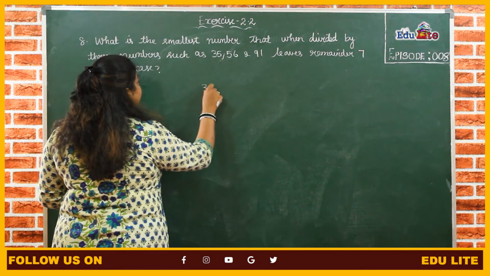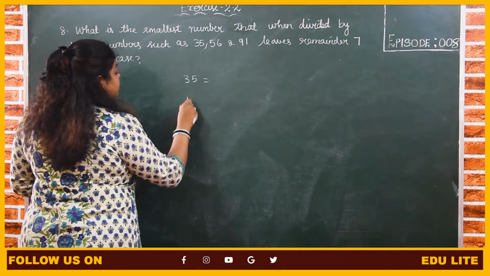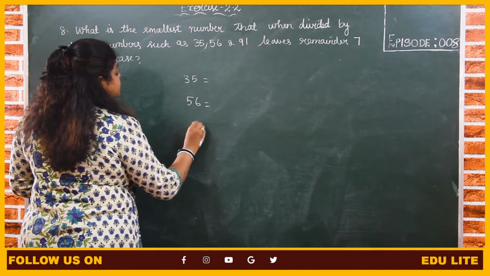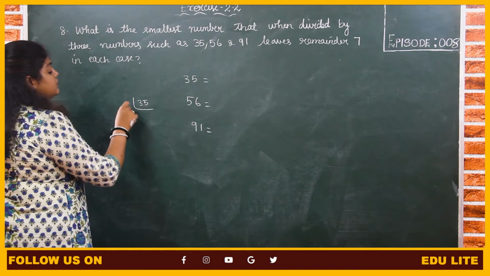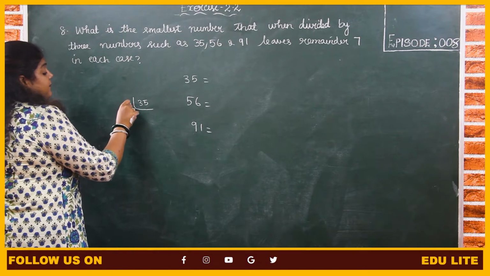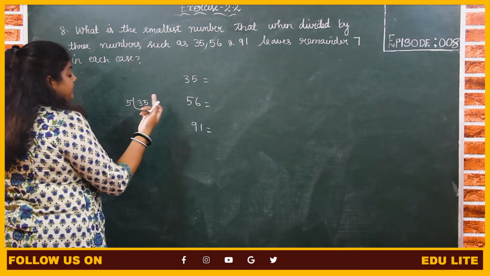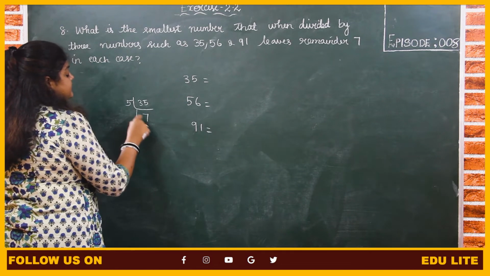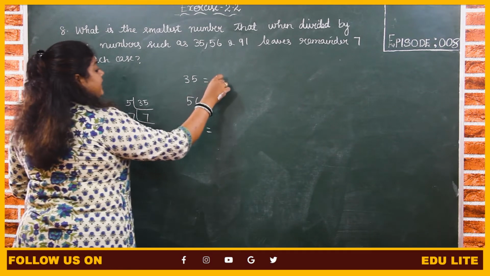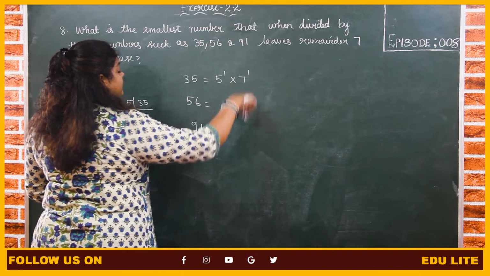We have to find the factors of these 3 numbers first. So 35, 56, 91. First for 35, I can choose only the least prime number 5 because it won't divide by 2, and it is not divisible by 3 as well. So 5 times 7, that is 5 power 1 into 7 power 1.